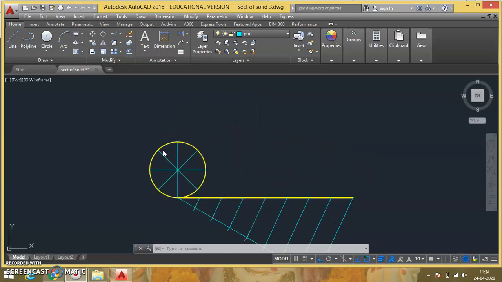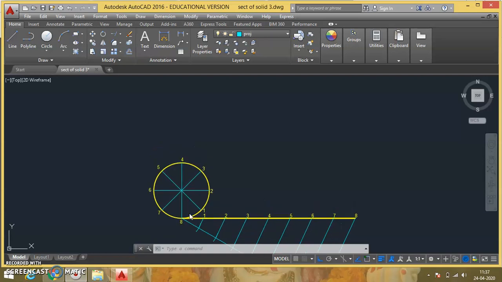Once the divisions are done, you can just mark these points. For example, this is 1, 2, 3, 4, 5, 6, 7, 8. Similarly, this 1 will match here, so this will be 1, 2, 3, 4, 5, 6, 7, 8. In this way you can mark the points 1, 2, 3, 4, 5, 6, 7, 8 and 1, 2, 3, 4, 5, 6, 7, 8.